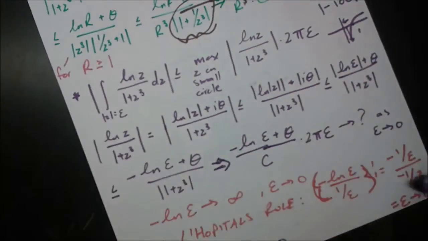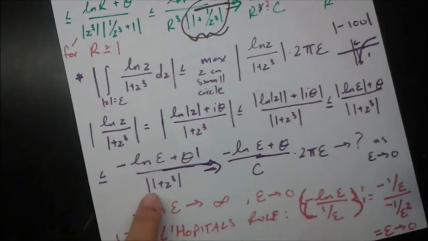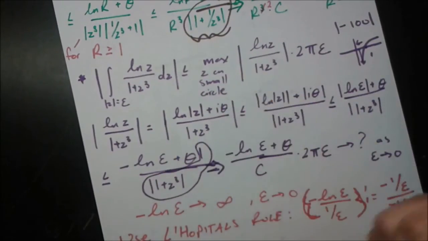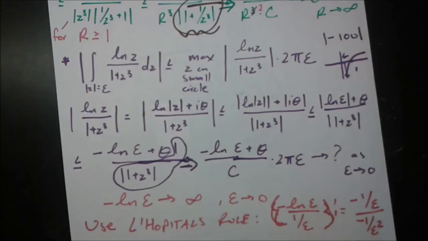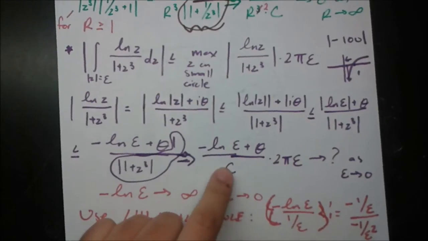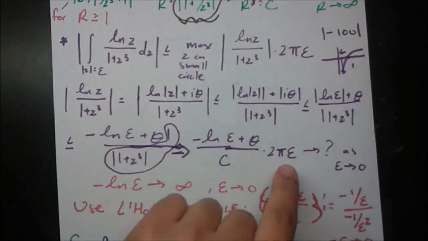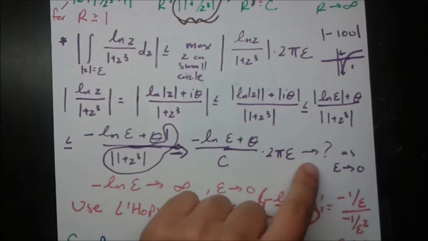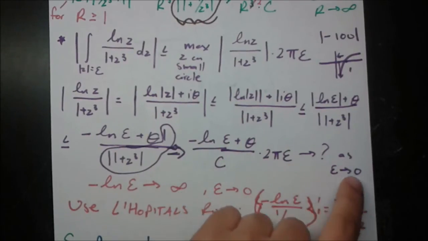Now, what happens here? Again, we have 1 over the modulus of 1 plus z cubed, and this has some value on the circle of radius epsilon that's the biggest, so we're just going to call that 1 over c. So that's written down here. And again, we have times 2 pi epsilon, because that's the circumference of the small circle. Now, this is more ambiguous. What does this approach as epsilon approaches 0?